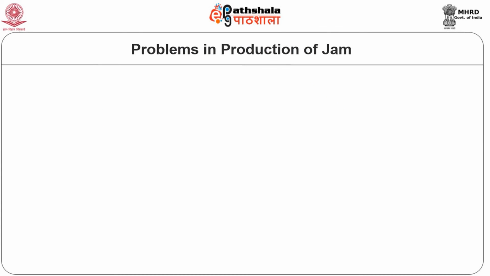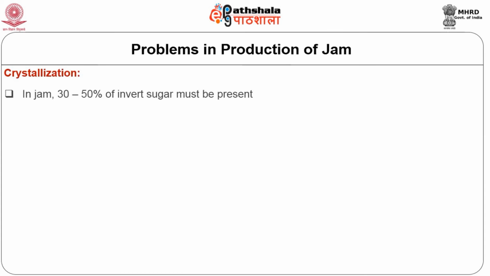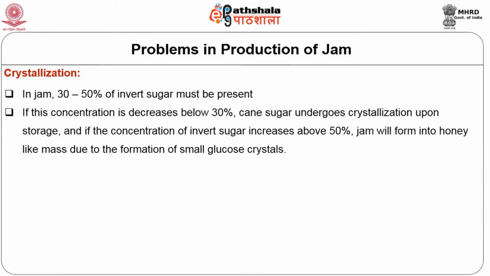Now let us see the various problems in the production of jam and the ways to rectify it. The first problem in jam making is crystallization. In the jam, invert sugar must be present in the concentration of 30 to 50%. If this concentration is reduced below 30%, cane sugar may undergo crystallization upon storage.